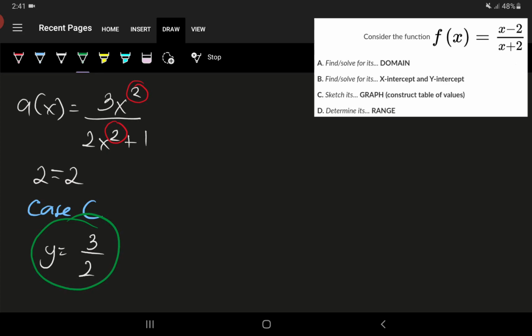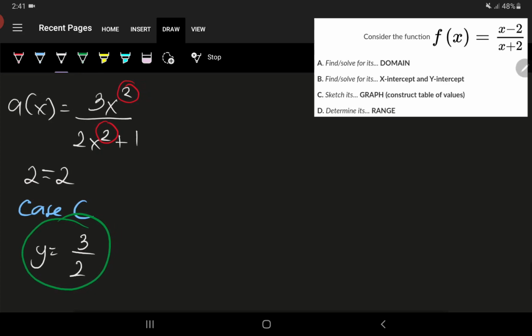Now, let's proceed to our next example. Let's say we have b of x equals 8x squared all over 4x cubed plus 2x squared minus 10. Let's say we have this given problem.